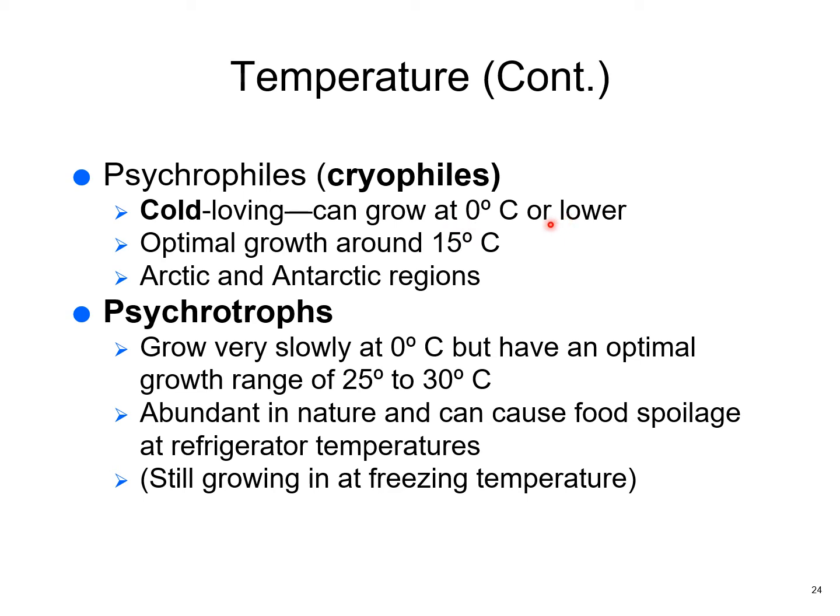Cryophiles grow at very cold temperatures, 0 Celsius, freezing or lower. Psychrotrophs grow very slowly at 0. They have an optimal range of growth at warm temperatures. So this is very common, and this is why we put food in the refrigerator to keep things from spoiling as fast. But things can still spoil at freezing temperature. They can still spoil at sub-freezing temperature. You don't want to take something dated 1972 out of your freezer and eat it.